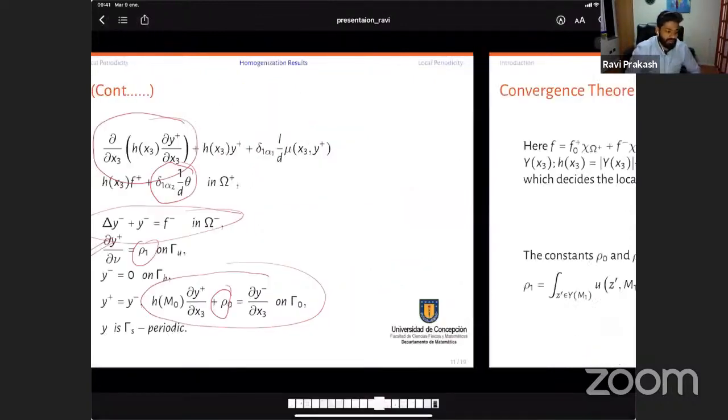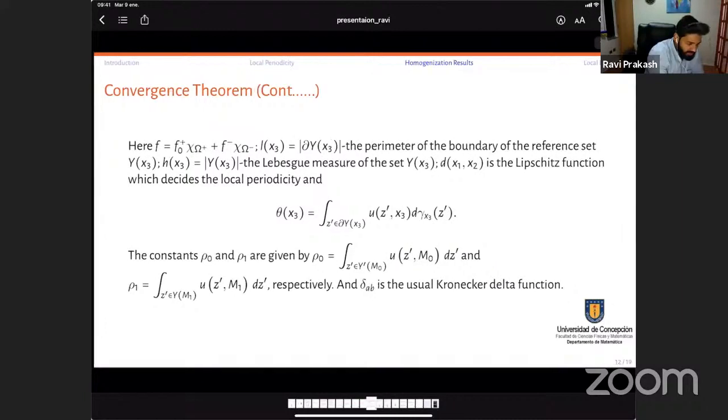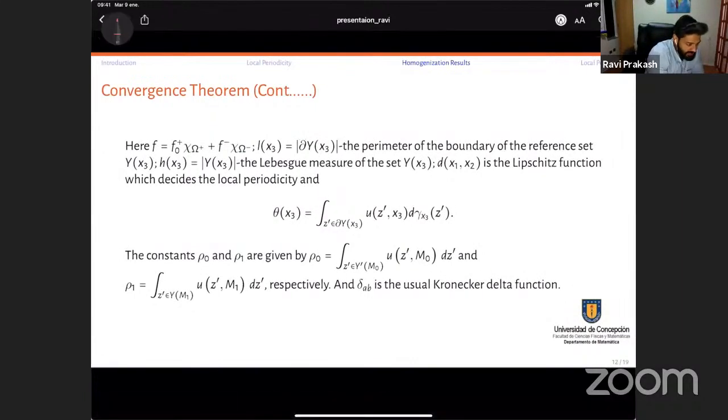then you have this theta. I was telling you that theta is the average of the periodic data which we considered there, and rho 0, rho 1 is again the average behavior of u on the interface and at the top part. Okay, so scaling had a role there. And this is definitely what I was mentioning: it's written here that h(x3) is the Lebesgue measure of the set Y(x3), so it is the width of the notch on the reference cell.